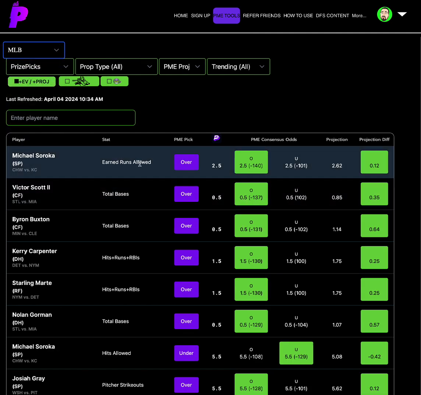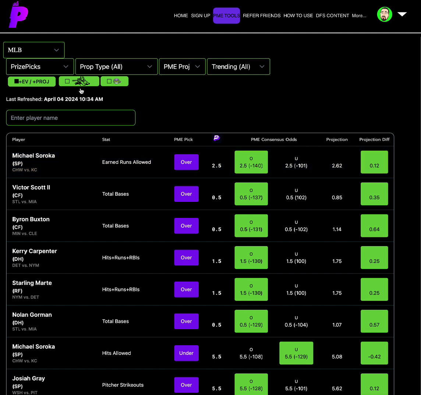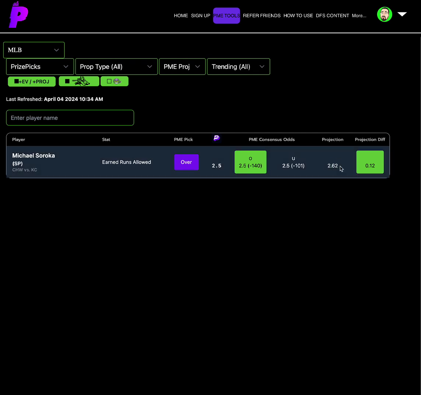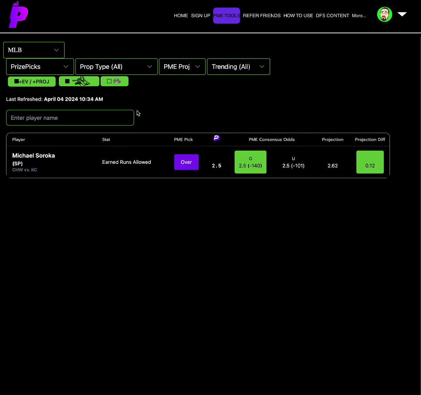Michael Soroka's been popping this morning. Earned runs allowed over 2.5. Minus 140 odds on the over. Guess what that means? Boom. Snipe. Snipe that boy out because it's a fantastic play. Over 2.5 earned runs allowed. Projection of 2.62, a 0.12 projection differential.